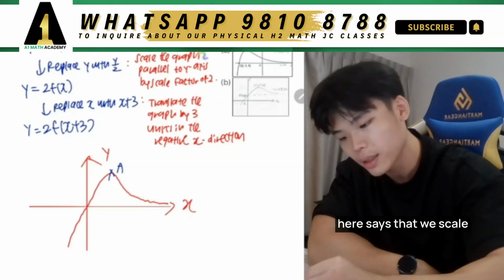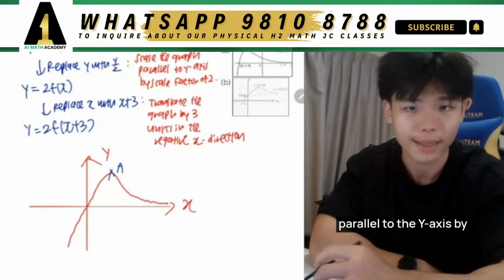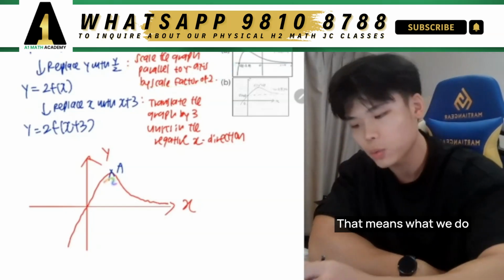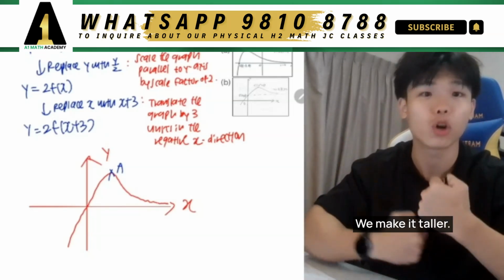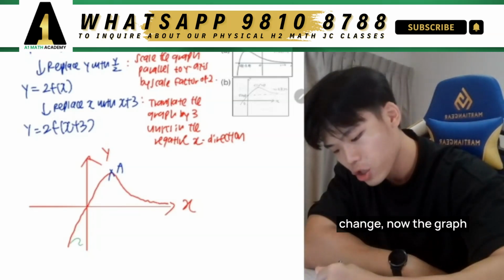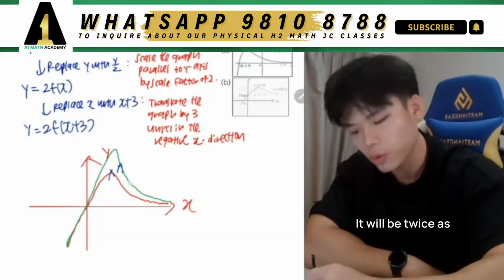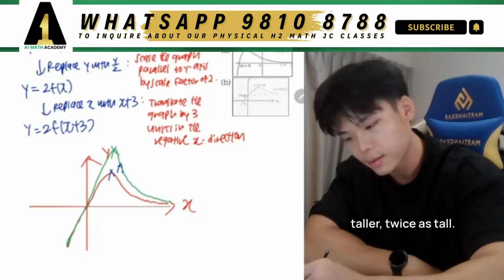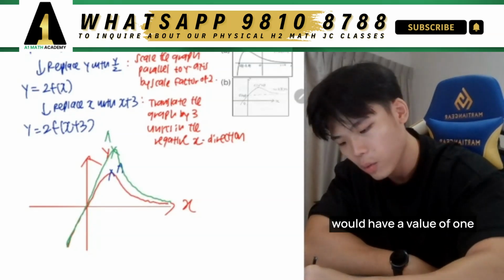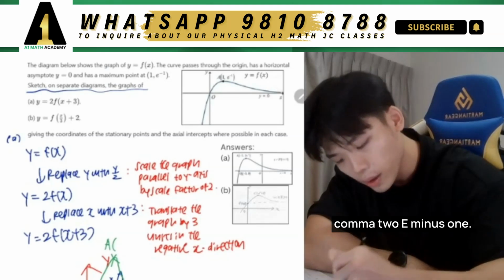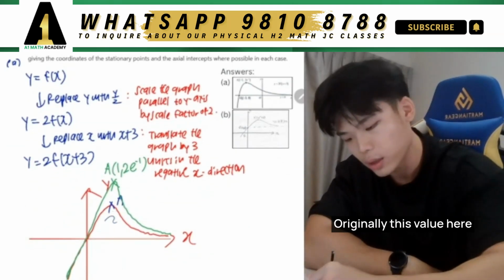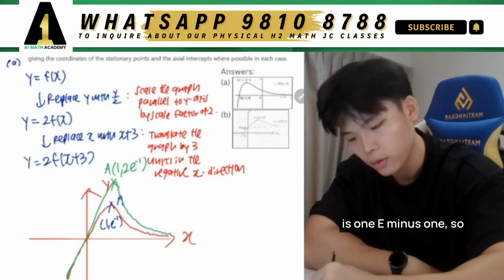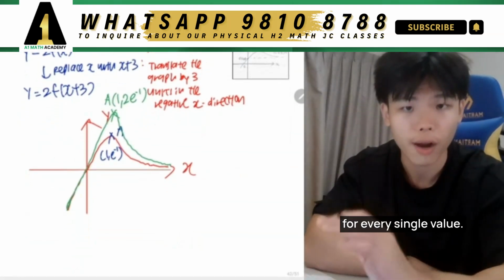So let's just follow our description over here. Our description says that we scale parallel to the y-axis by a scale factor of 2. That means we effectively elongate the graph. We make it taller. So after the first change, the graph will look like that. It will be twice as tall now. So that means a would now have a value of (1, 2e minus 1). Originally, this value here is (1, e minus 1). So the y value is times 2 for every single value.